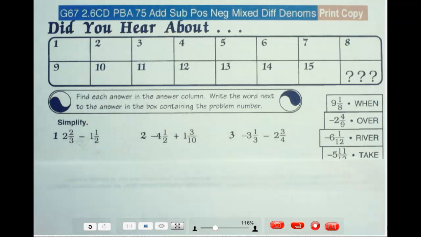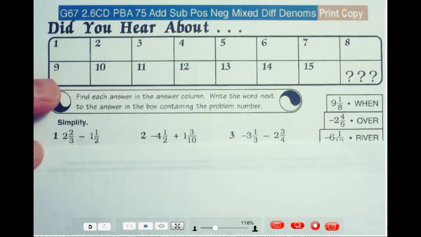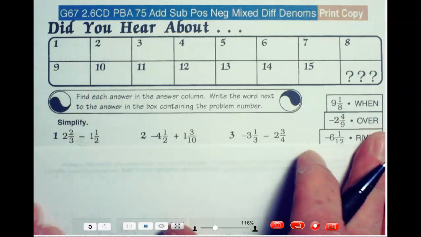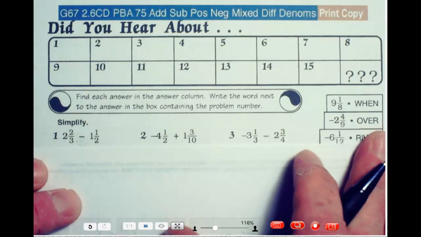Hello folks, today we're going to be doing G67, 2.6 CD, PBA 75, adding and subtracting positive and negative mixed numbers with different denominators. Let's get this thing going here. Whenever you're doing mixed numbers and you're adding and subtracting, you have to decide whether or not it's necessary to make everything into improper fractions. Now, improper fractions always work, they're just a little more work, and sometimes they're not necessary. I usually try to avoid it if possible, even though it does always work.